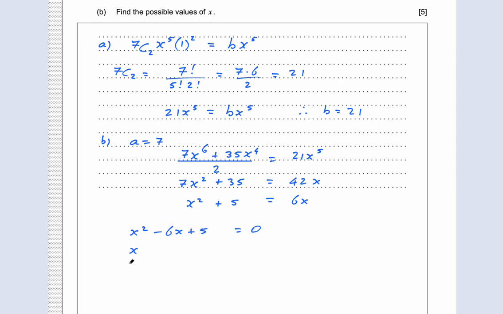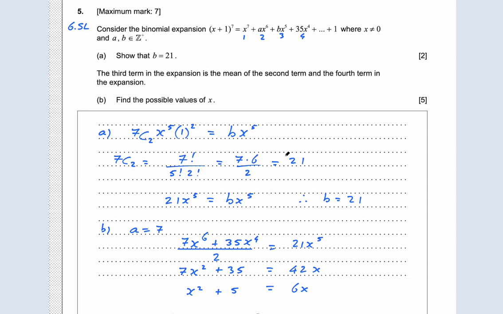Factorize this. This is a nice factorize, guys. It's just x minus 5 and x minus 1, because minus 5 times minus 1 is 5, and minus 5x minus 1x is minus 6x. This equals 0. Therefore, x minus 5 equals 0, or x minus 1 equals 0, so x equals 5, or x equals 1. It says the possible values of x. These are the two possible values of x. Okay, that is question 5 and 6.